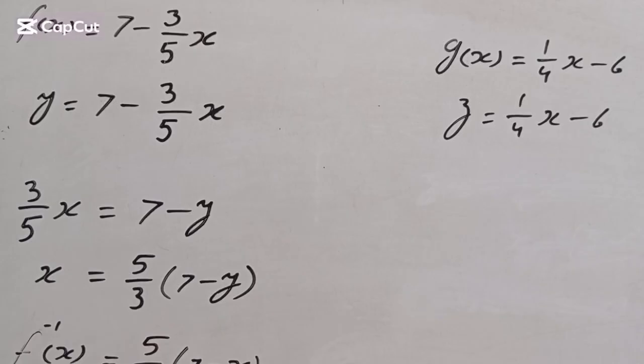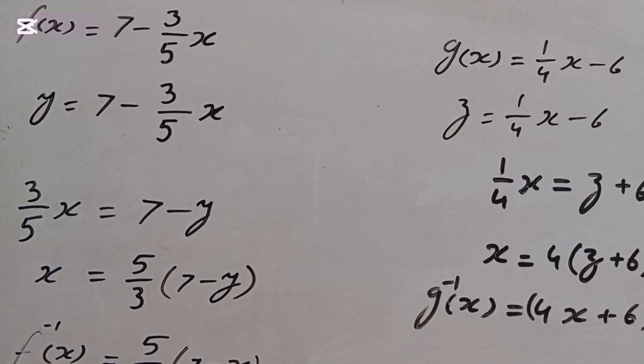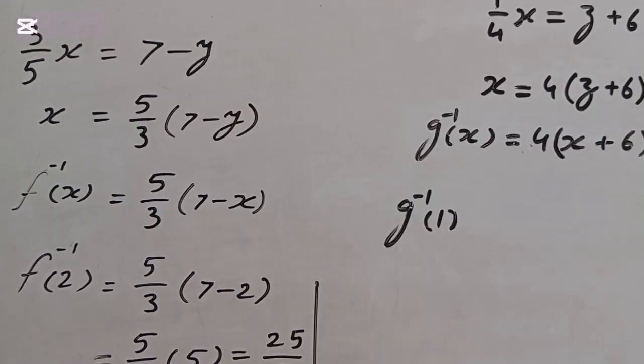This way we suppose g(x) is equal to z. So z is equal to 1 by 4x minus 6. Now making x the subject of formula here. This way we have made x the subject of formula. This way g inverse x is equal to 4 multiplied by x plus 6. To find out g inverse at 1, we will substitute 1 in place of x.